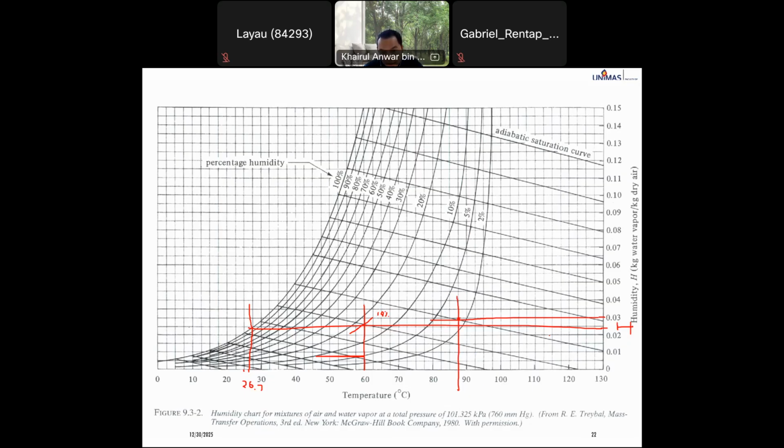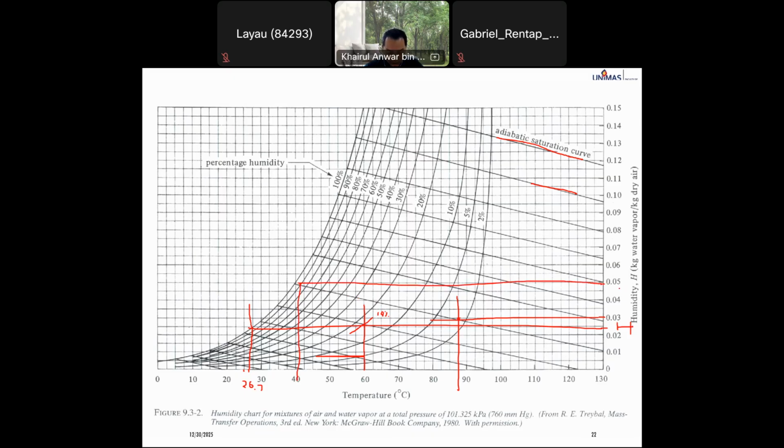So this line is actually an adiabatic saturation line. If you follow this line until it reach 90%, which is here, if you draw downward, you get 42.5. Here you get 0.05 kg H2O per kg dry air.